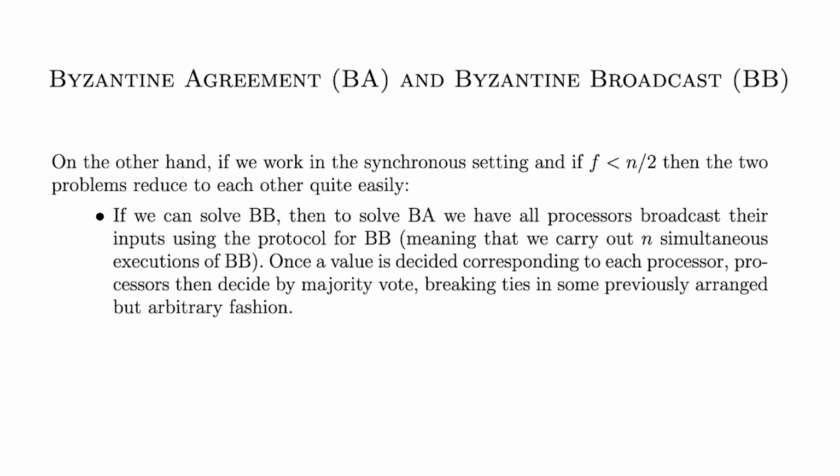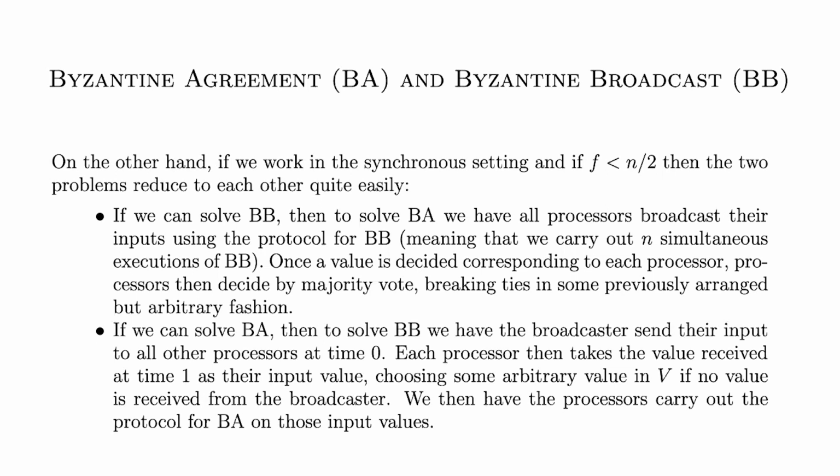So on the one hand, if we can solve Byzantine broadcast, then to solve Byzantine agreement, we have all processors broadcast their inputs using the protocol for Byzantine broadcast. So you just go through n different versions of that protocol. Each one takes their input and broadcasts that to the others. Then once the values decided correspond to each processor, processors decide by majority vote, breaking ties in some arbitrary fashion. Essentially you're just executing that majority vote protocol we talked about before, but you're getting rid of the problem that dishonest processors can say different things to different processors. If they go via the Byzantine broadcast protocol, you will get over that problem. Okay, so that's one direction.